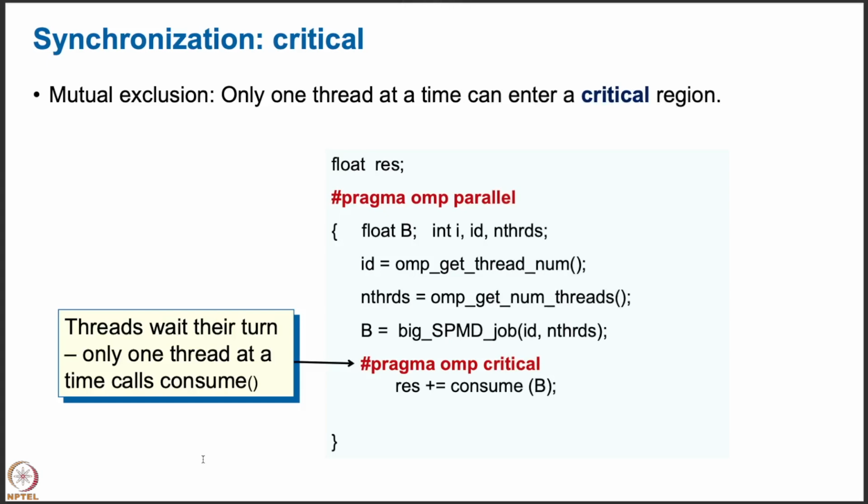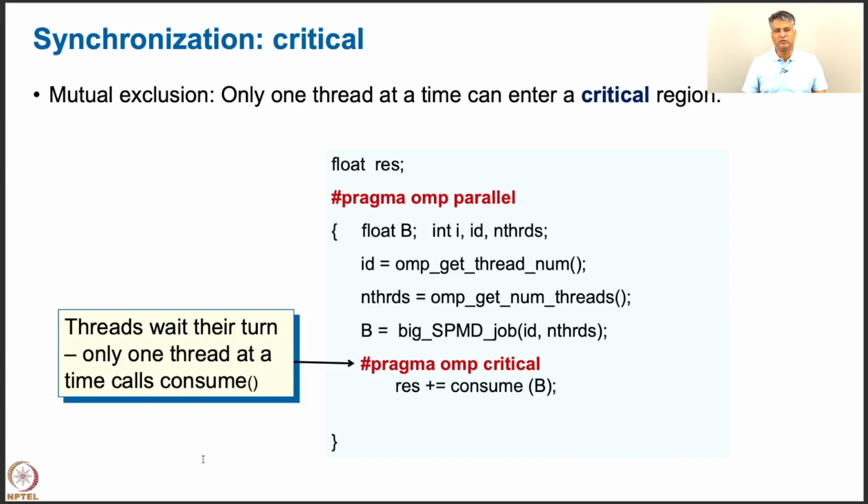So let's try to analyze what a critical region is. Critical region essentially means that there is mutual exclusion and only one thread at a time can enter the critical region. Now, if you look at this snippet of code, within the curly braces you can see there's a parallel section. Multiple threads are able to execute this parallel section. Each of these threads has its own data members, but there are also some common functions.